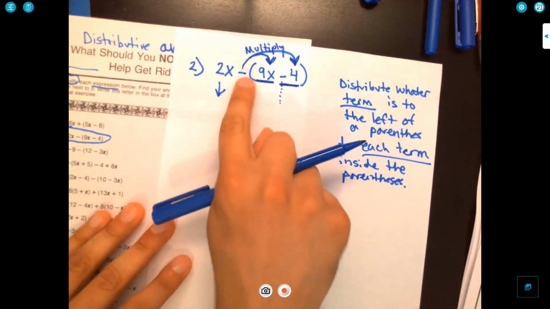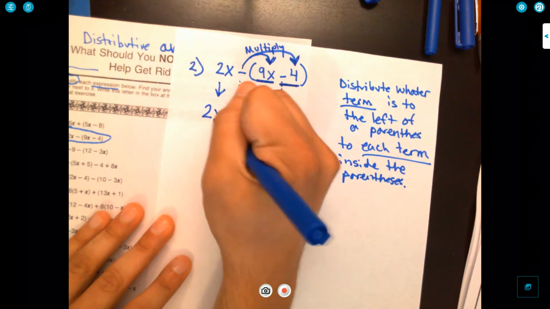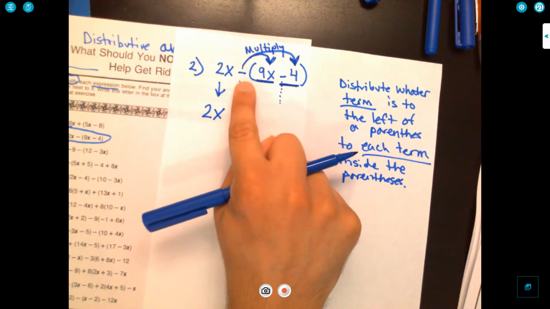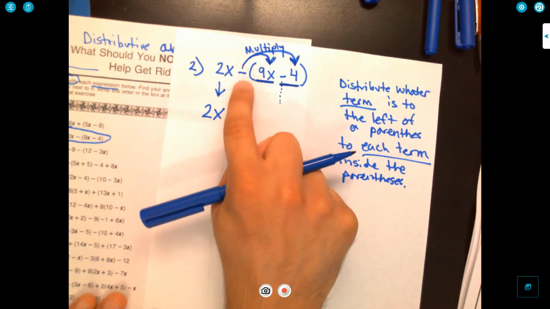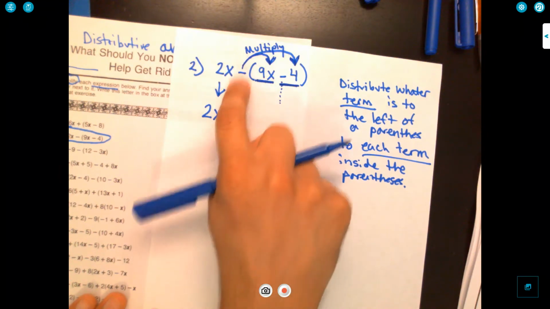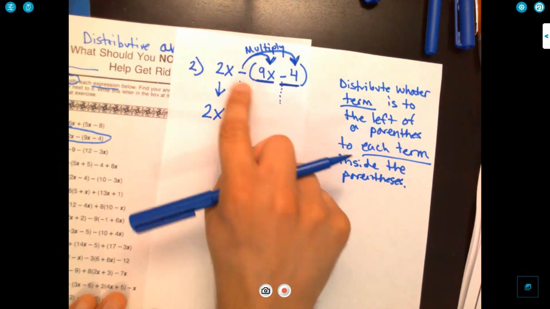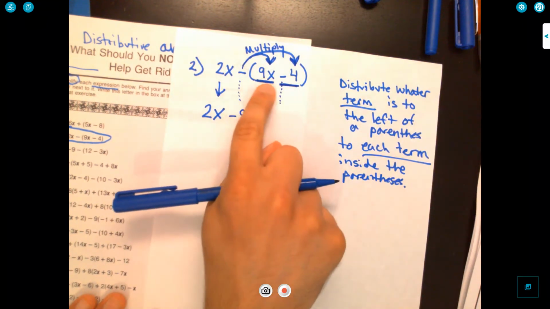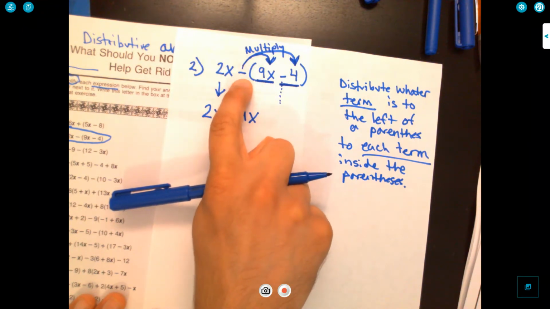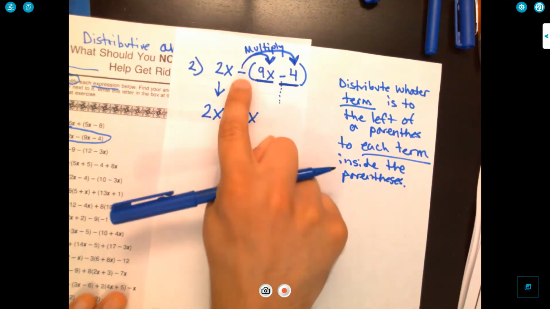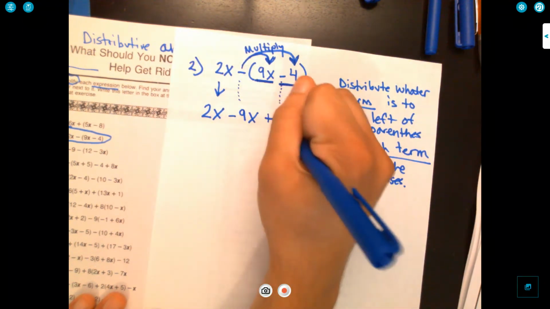So we're going to rewrite this. This term is off to the left, so we carry down that 2x. Whenever you have a sign to the left of the parentheses, you treat that as either a negative 1 or a positive 1, depending on the sign. We have a negative sign, so I'm going to treat this as a negative 1. So I'm multiplying negative 1 to positive 9x and negative 1 times negative 4. Negative 1 times positive 9x gives you negative 9x. Now we distribute this negative 1 to negative 4. When we're multiplying, two negatives make a positive. So negative 1 times negative 4 gives you positive 4.